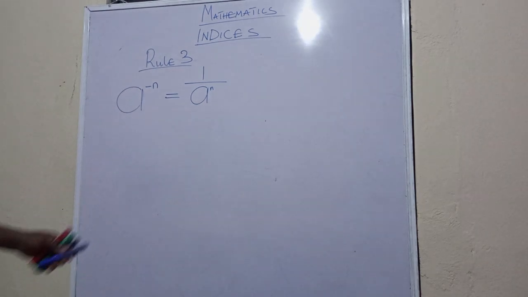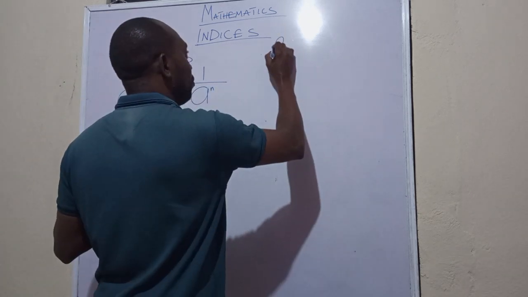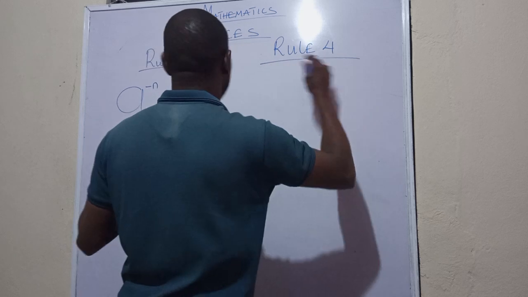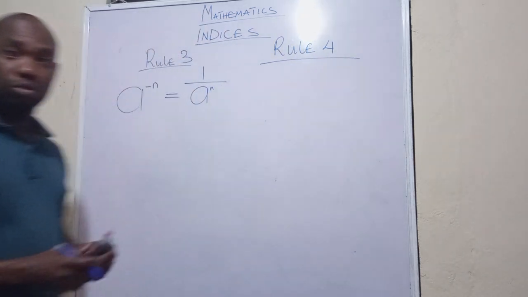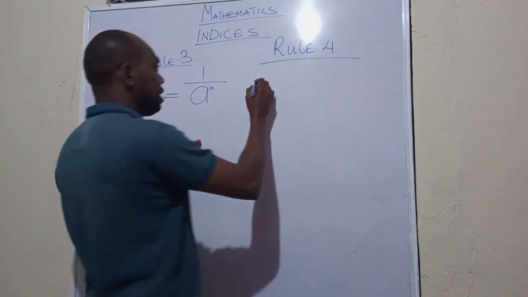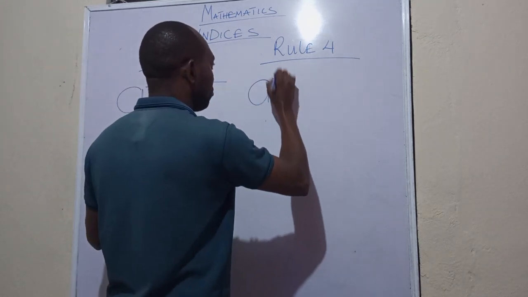Now look at rule 4. Now, if we have a raised to the power of 1 all over n.